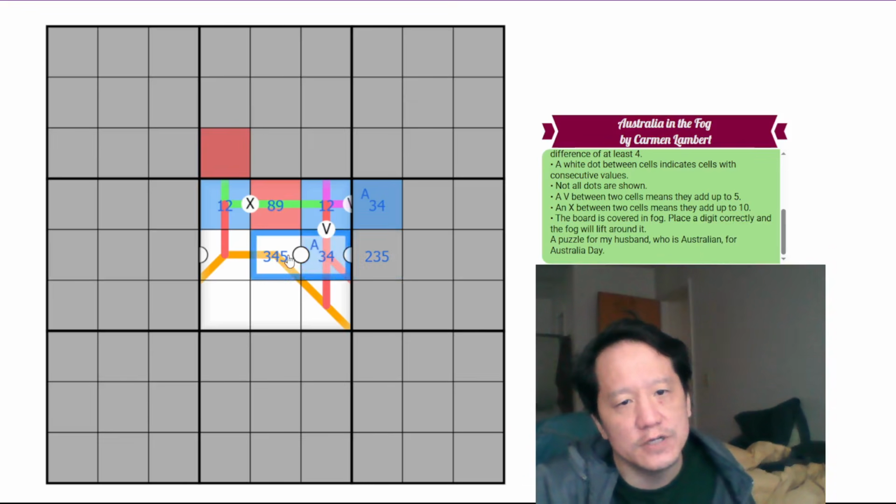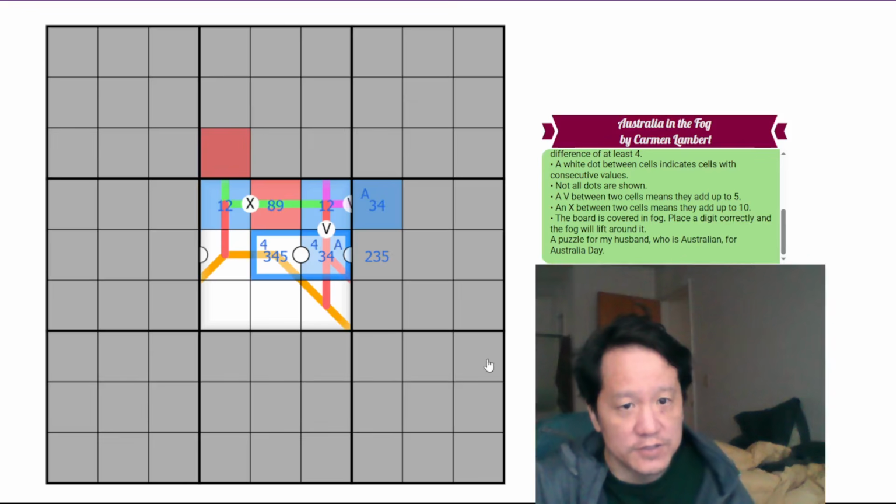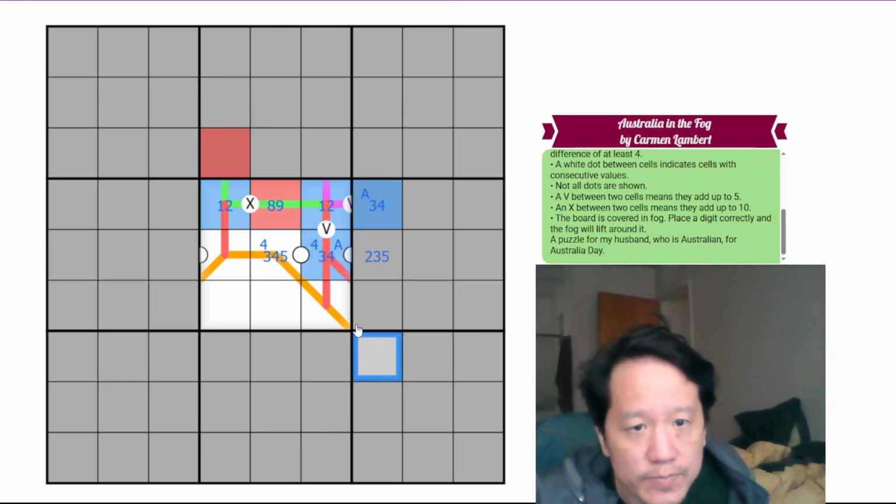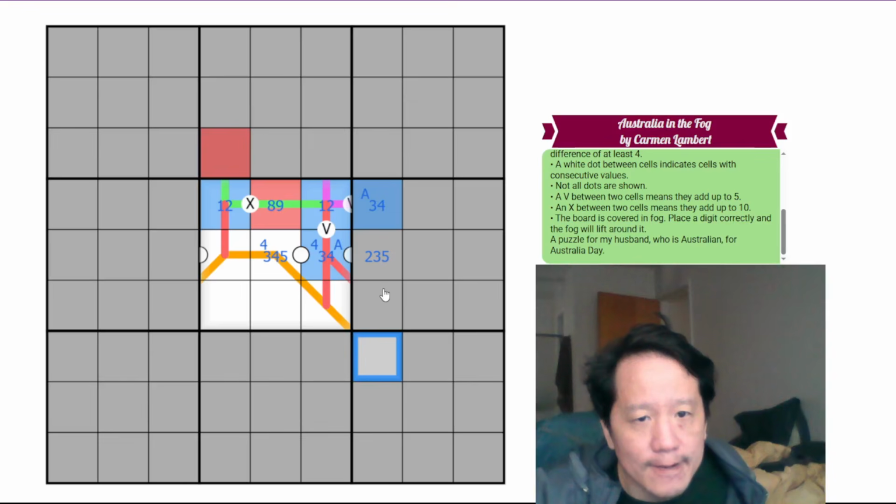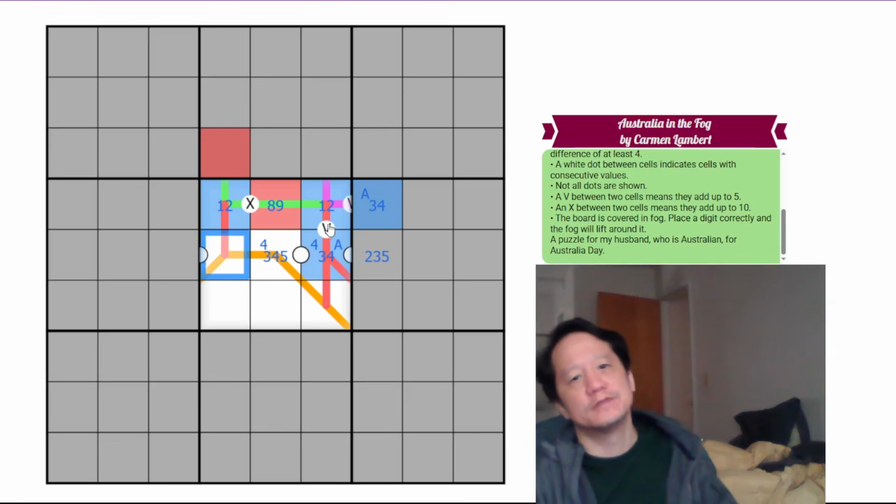So we're guaranteed a 4 has to be one of these digits here. And they are different parity here. These are also different parities.